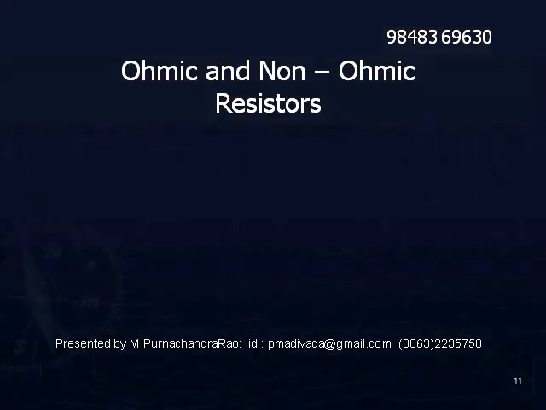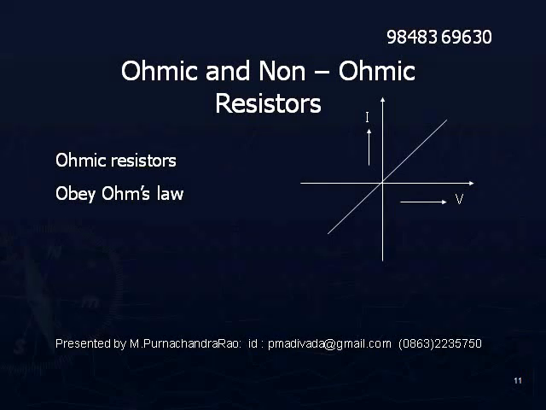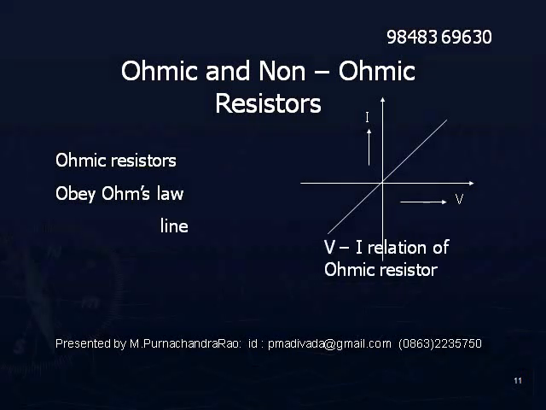Ohmic and non-ohmic resistors. A resistor which obeys Ohm's law is called an ohmic resistor. That is, V by I is always constant. If we draw a graph between V and I, taking V on the x-axis and I on the y-axis, we get a straight line passing through the origin. Such a resistor is known as an ohmic resistor.